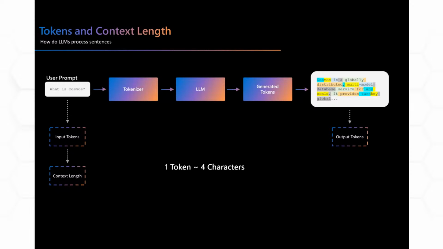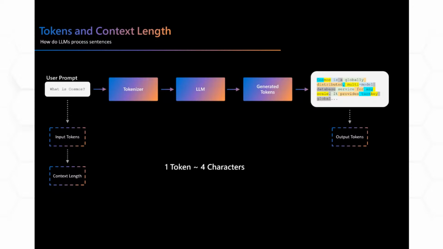It provides turnkey global and so on. Each of these words could be multiple tokens. Each color here is a token. So Cosmos is split into Cos and Mos. Is a token. Globally is a token, and distributed is a token. A token could also be a period or any punctuation, or could be a long word.